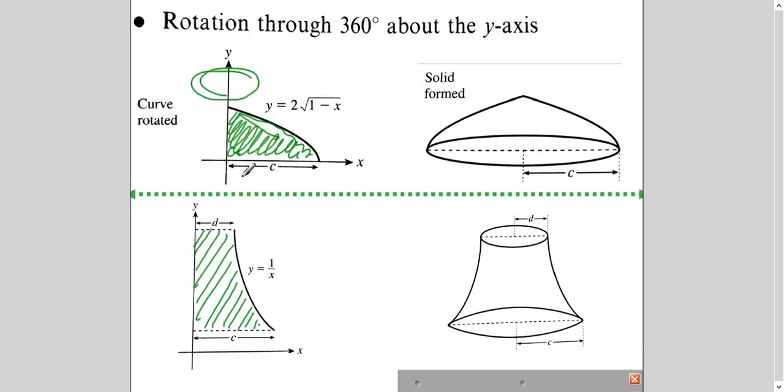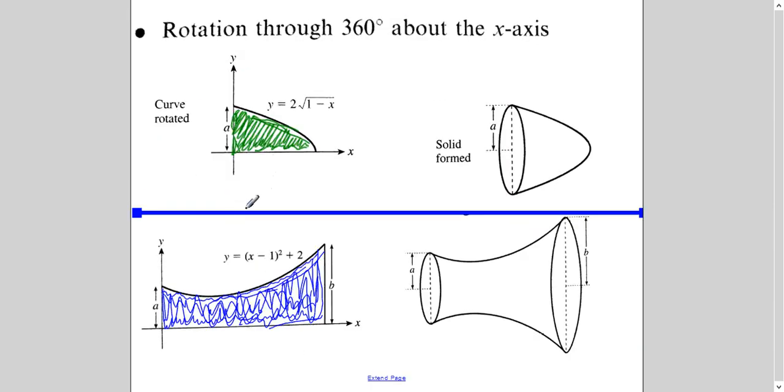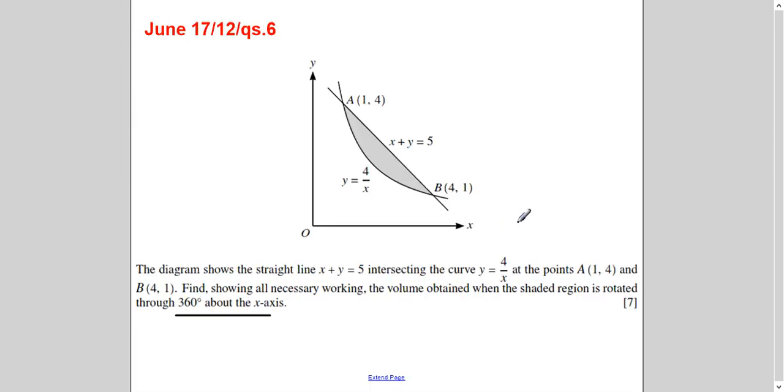Okay. So what I have shown you here in this picture, the area was touching the x-axis. Can you notice? Area is touching the x-axis and it is under the curve, under the curve and the x-axis. And these are the shapes we are getting. Now the question I'm solving here, which is from past paper June 17, the shaded area is between a curve and a straight line. It is not touching the x-axis. Then how will we calculate it?